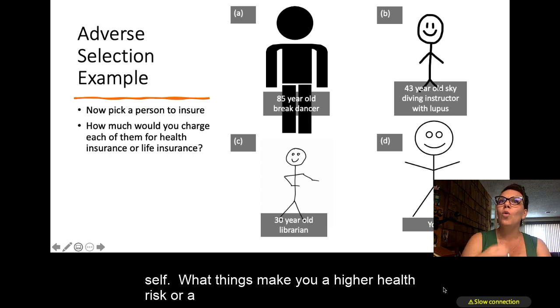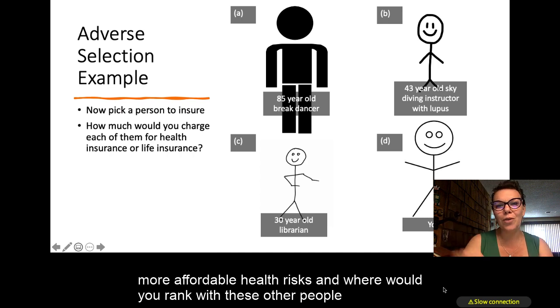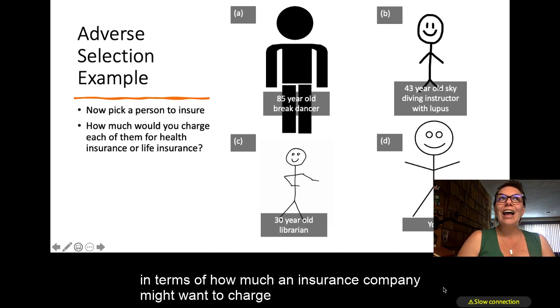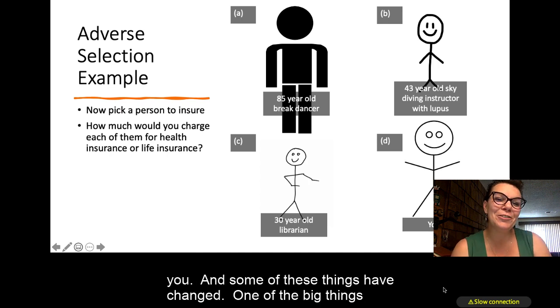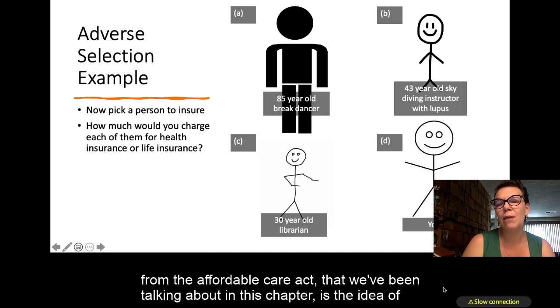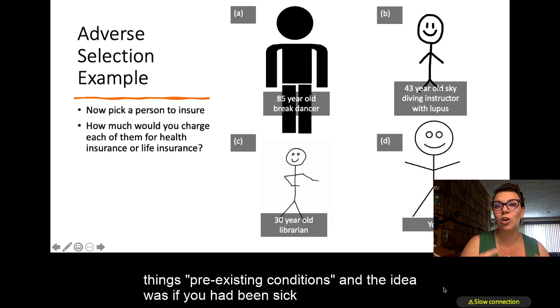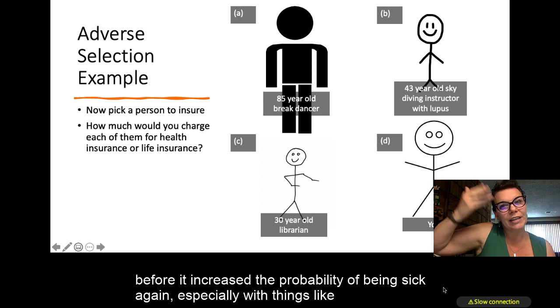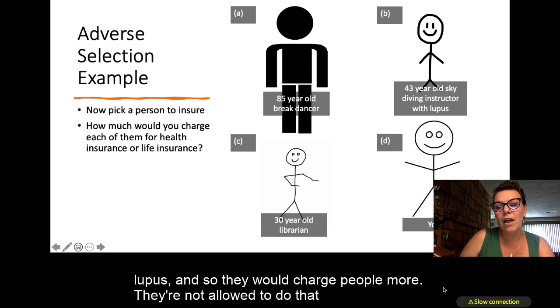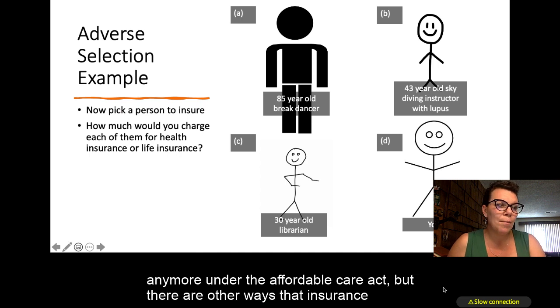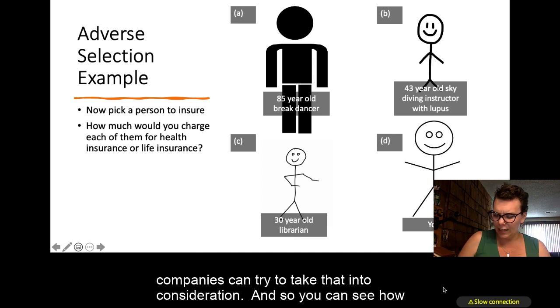Think about yourself. What things make you a higher health risk or a more affordable health risk? And where would you rank with these other people in terms of how much an insurance company might want to charge you? And some of these things have changed. One of the big things from the Affordable Care Act that we've been talking about in this chapter is the idea there was a financial innovation in insurance markets where they started to call things pre-existing conditions. And the idea was if you had been sick before, it increased the probability of being sick again, especially with things like lupus. And so they would charge people more. They're not allowed to do that anymore under the Affordable Care Act, but there are other ways that insurance companies can try to take that into consideration.